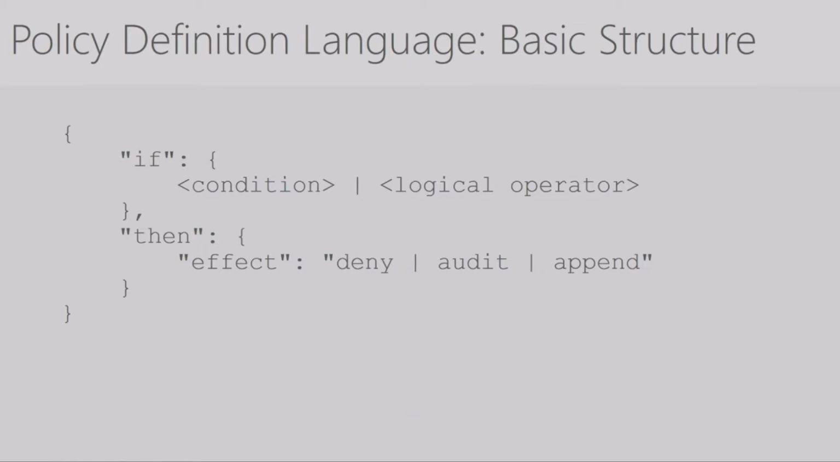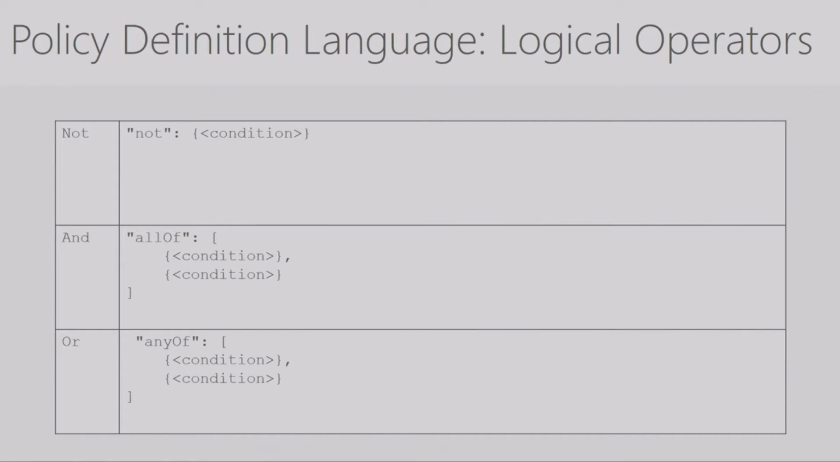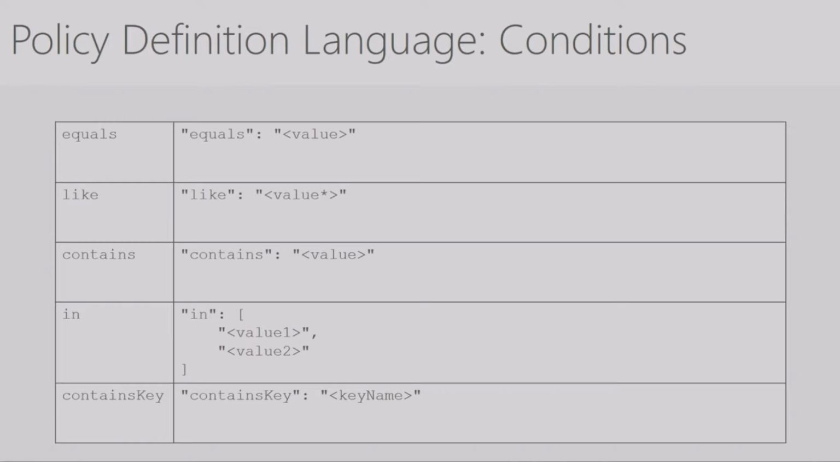And so when we look at the policy definition language structure, it's actually kind of simple. If, and then a given condition or set of conditions or logical operators, then, and we follow it with an effect, which is either deny the request, audit the request and flag it as a violation, or append and auto-remediate the request. Within the policy definition language, we have three logical operators. We have not, and, as well as or. And then we have a set of conditions, or I guess you could call these just operators: equals, like, contains, in, or contains key, okay?